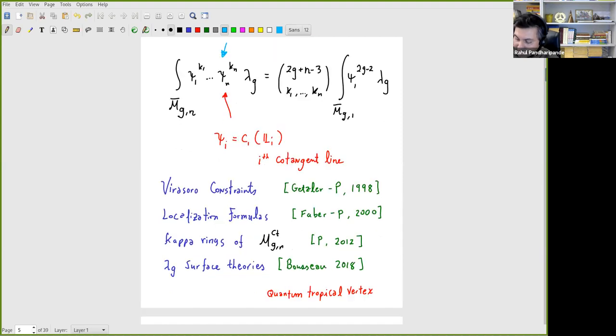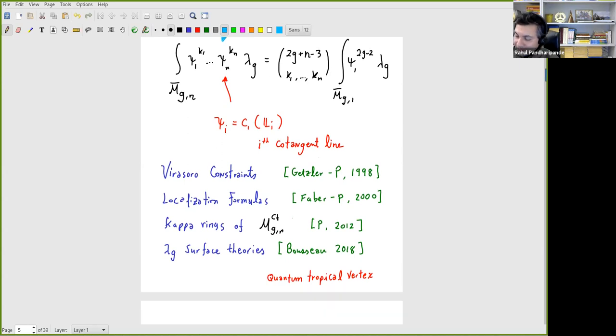So for example, you can find this in Pierrick Bousseau's work. It's pretty recent. He has a much fancier name for it, the quantum tropical vertex. But this lambda G plays a kind of recurring role in Gromov-Witten theory from the fact that it arises in the excess bundle. So that's the second chapter.